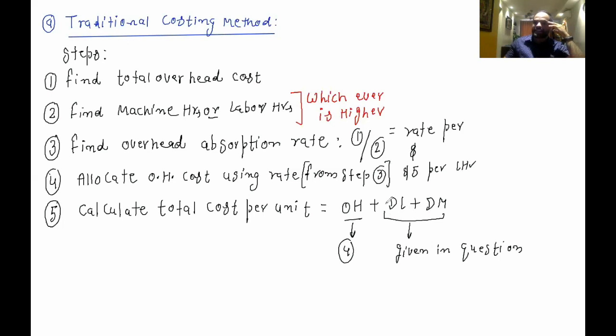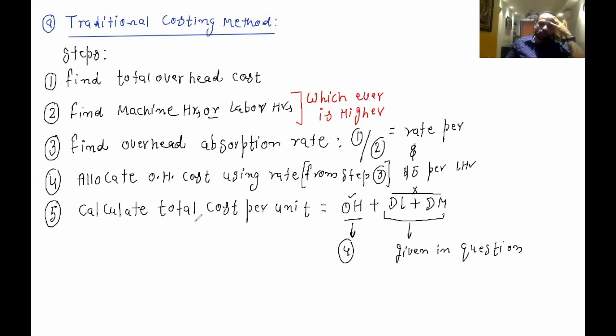You don't have to estimate direct labor and direct material. These two numbers will be given in your question. Why? Because the traditional costing method applies to overheads. It doesn't apply to direct material or direct labor. Right, so that's the whole idea here.